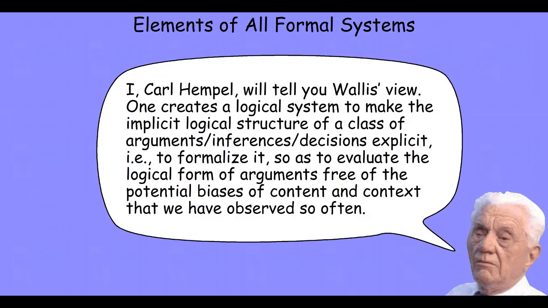So this is Carl Hempel. Carl Hempel was a logical empiricist. I'm going to use him as the mouthpiece for the view that I'm going to articulate on formal systems. So one creates a logical system in order to make the implicit logical structure of some class of arguments or inferences or decisions explicit. That is, to formalize it so that you can evaluate the logical form of the argument, and you can do so in a way that is free of those potential biases of content and context that we have observed so often in discussing arguments up to this point.